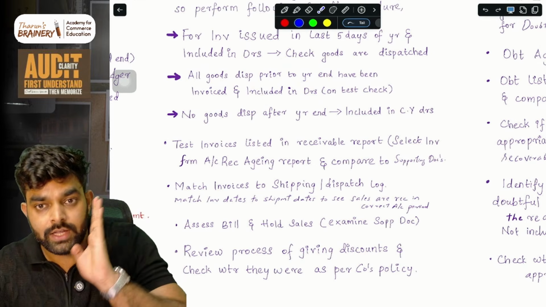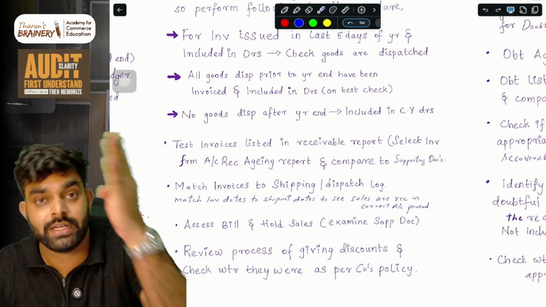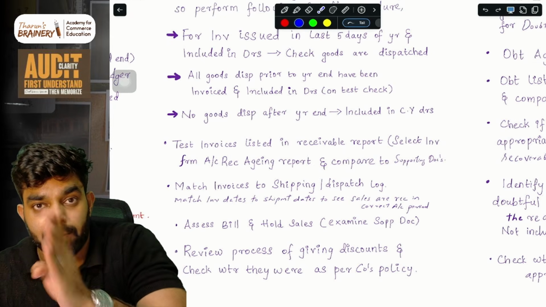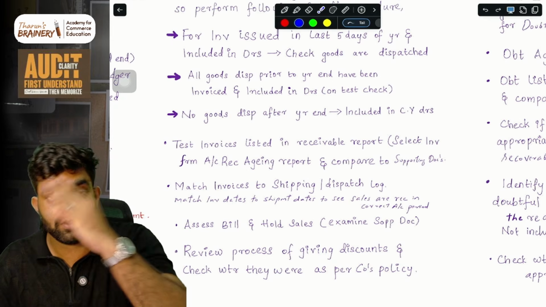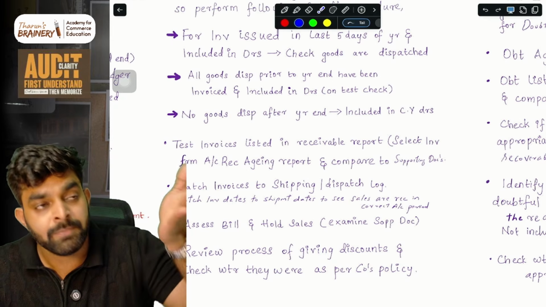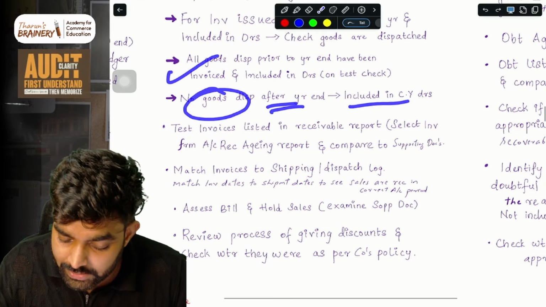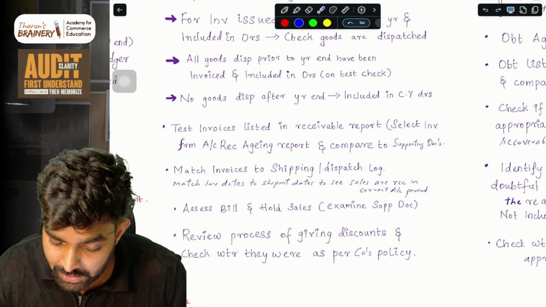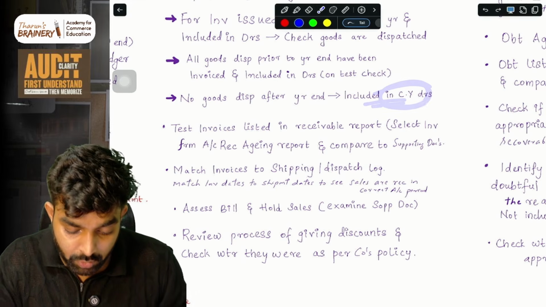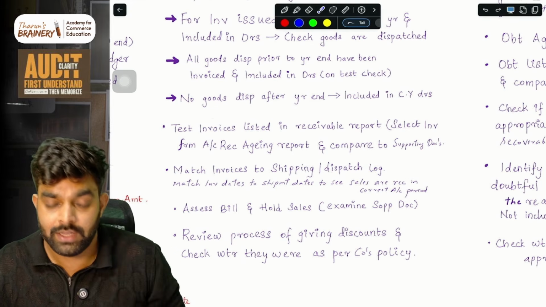Then, all the goods dispatched prior to the year end have been invoiced and included in the debtors. You have to check that all the goods sent before 31st March are covered. If the company sends the goods only after the sale has happened, make sure that for all the goods that have been sent, all the invoices have actually been entered. Then, no goods dispatched after the year end are included in the current year debtors. After 31st March, whatever is dispatched, make sure it is not included in the current year debtors, except where the sale is in the current year.